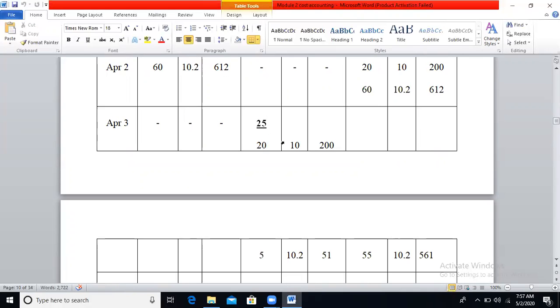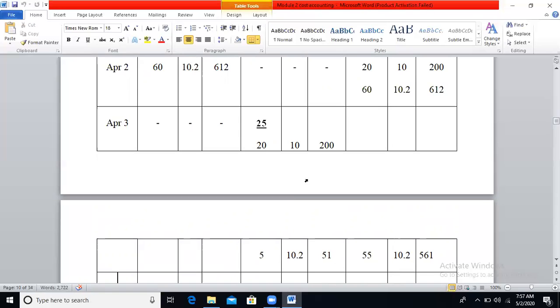Still, I want 5 more units because I have to issue 25 units. Out of 25 units, we have issued already 20 units and still I want 5 units. That 5 units will be issued from the next batch. The next batch will be 60. So out of 60, you will issue 5 units. The price will be 10.2. So 5 into 10.2, you will get 51.